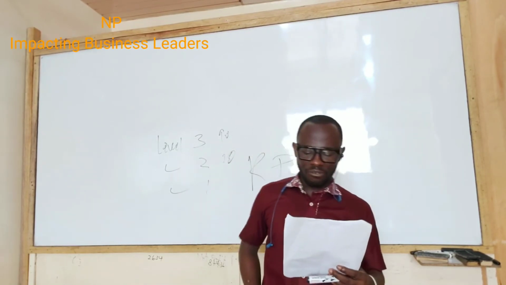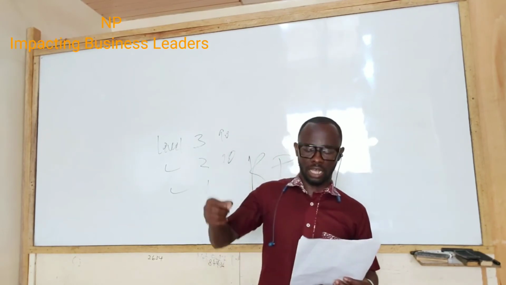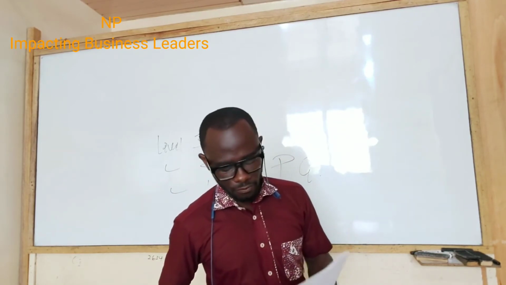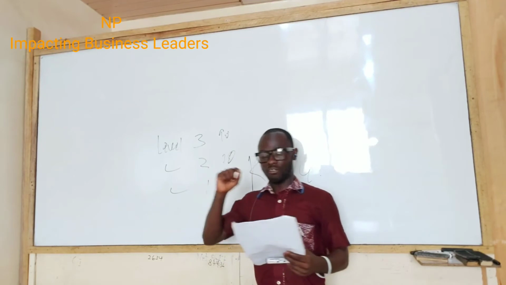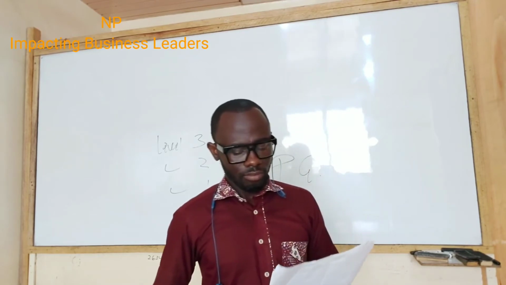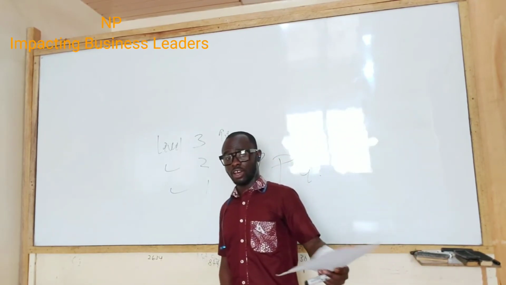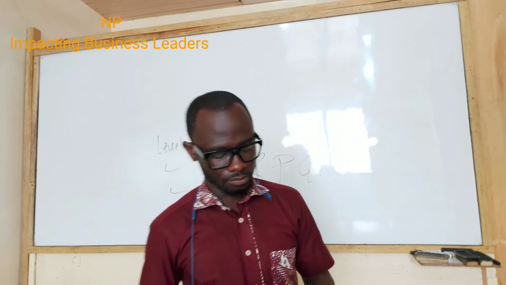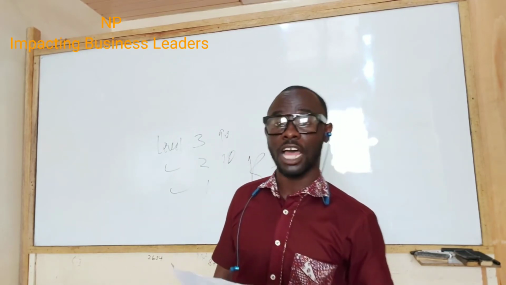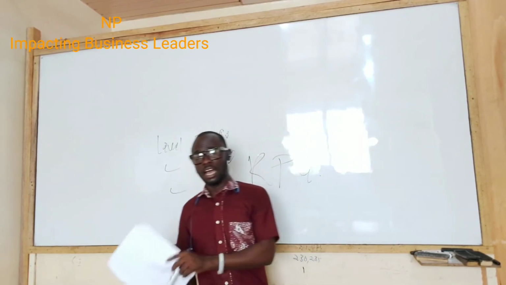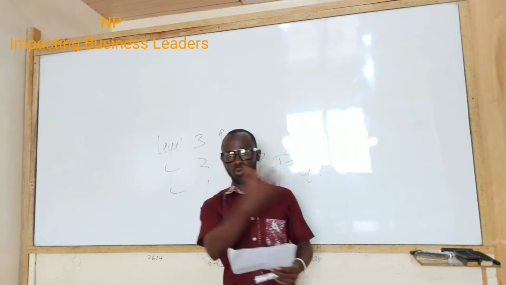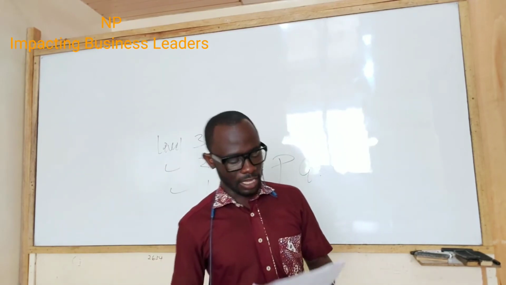IPSAS 32, Service Concession Agreement, Grantor. This is based on IFRIC 12, and that is a level 2 standard, so you need a working knowledge and a broader understanding. IPSAS 33, First Time Adoption of Accrual Basis IPSAS. This has no equivalent in IAS, so it is exclusive to the IPSAS, and that is a level 2 standard. You need a working knowledge and a broader understanding.